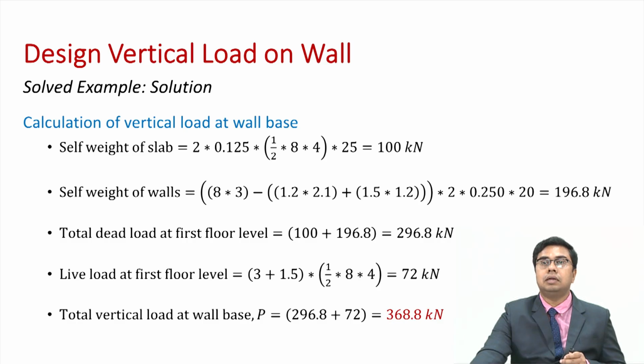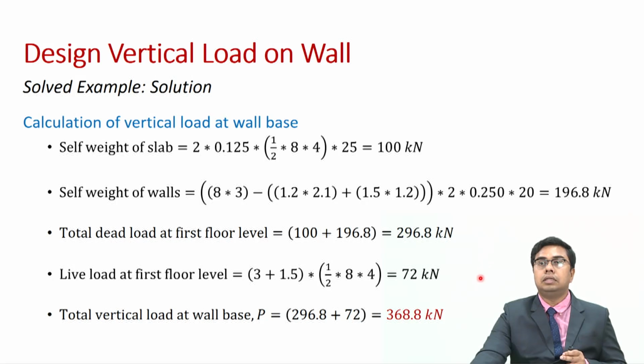So, what we have done is that we have taken the dimension of the wall in one floor, 8 into 3, and then we have removed the openings, and then we have multiplied it with 2 for 2 floors, and that is how we have obtained the self weight of walls. So, the total dead load at the wall base has been found to be 296.8 kilonewton.